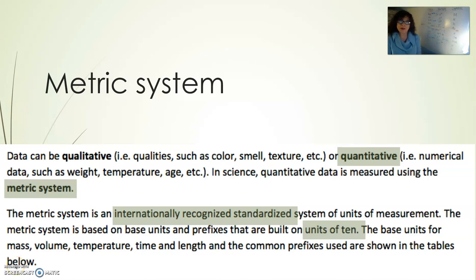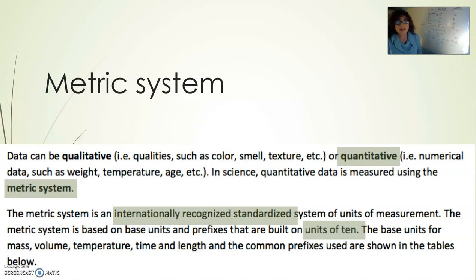Hi everyone, we're going to talk briefly about the metric system, and we are going to talk about why we're using the metric system in the biology laboratory. The purpose of using the metric system in the biology laboratory is to make our lives a lot easier and our lives a lot more precise.